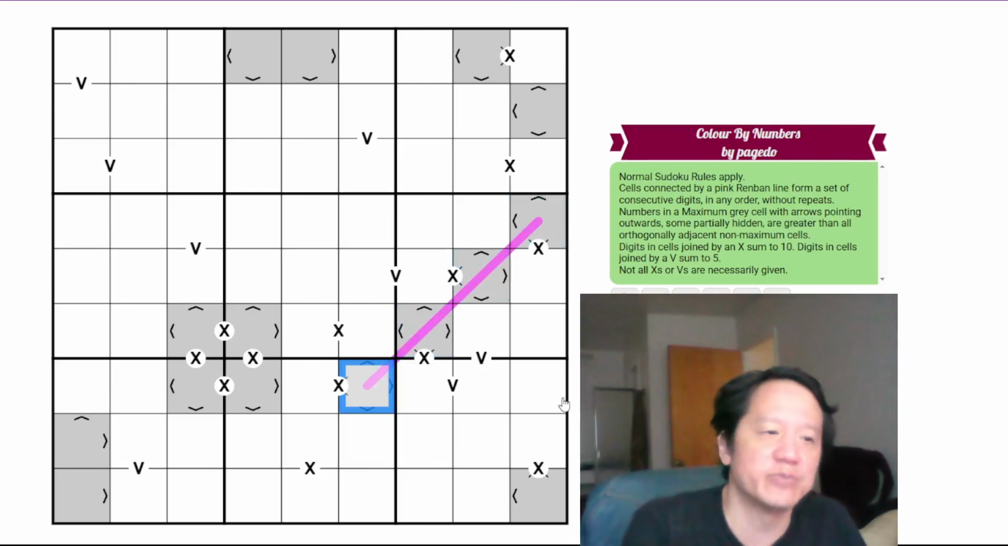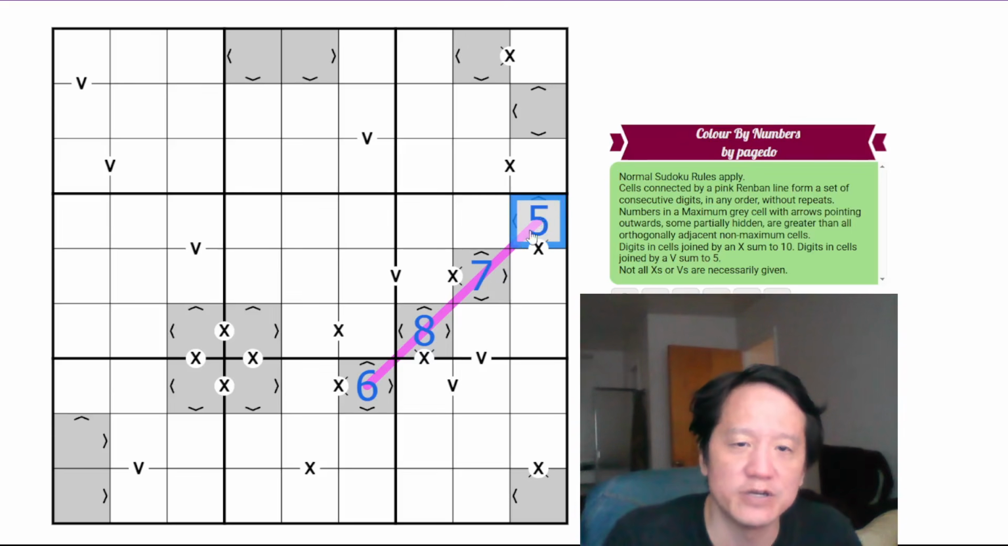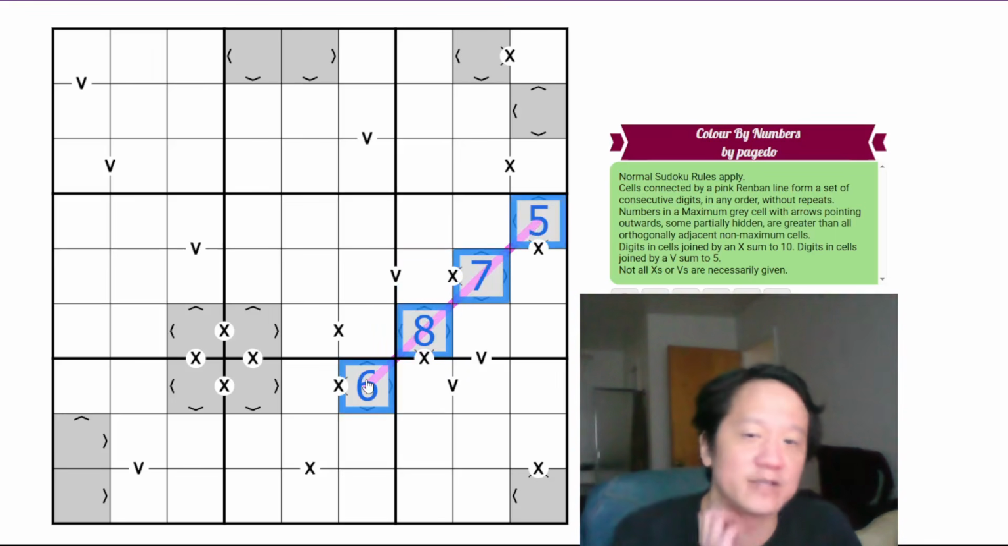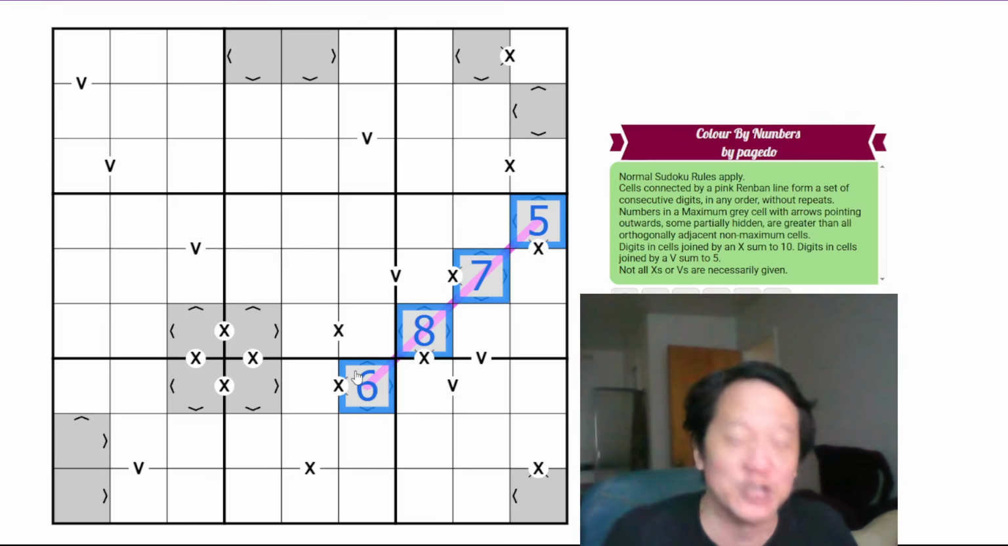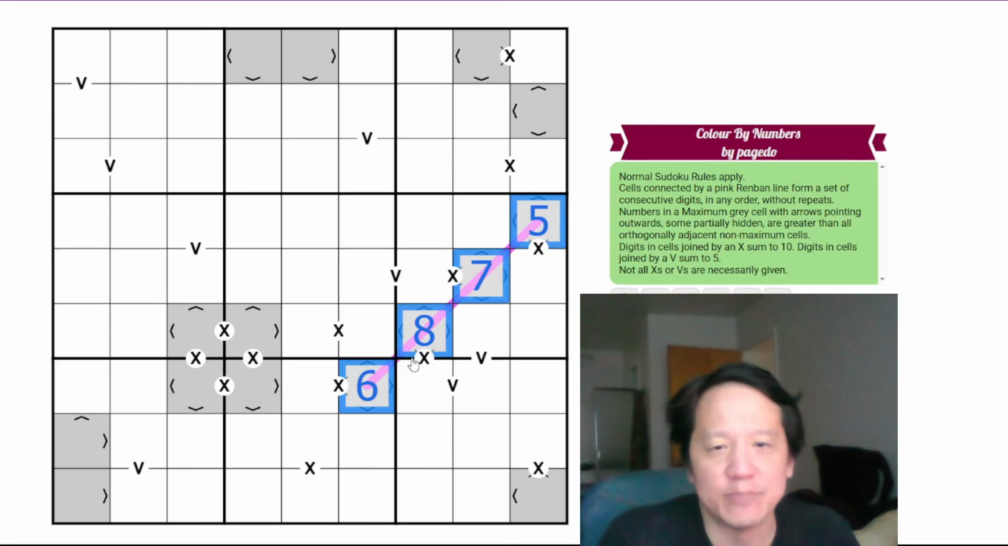So you could have something along the lines of 6, 8, 7, and 5, and that would be valid because these 4 digits would be consecutive. They form a set of consecutive digits without repeats. Because 5, 6, 7, 8 is consecutive, that's an example of how Renban lines work.